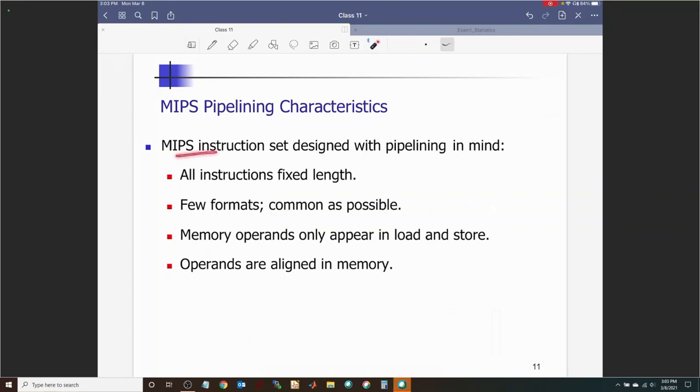So the MIPS instruction set is designed with pipelining in mind. All the instructions are fixed length. There are only a few formats, so as common as possible. Memory operands only appear in the load or store instructions. Operands are aligned in memory. Instructions are also aligned in memory. So the advantage for pipelining there is if things are aligned, if things are of the same length, then things can be made parallel. And you can really take advantage of that. And MIPS supports that because it was designed with pipelining in mind.